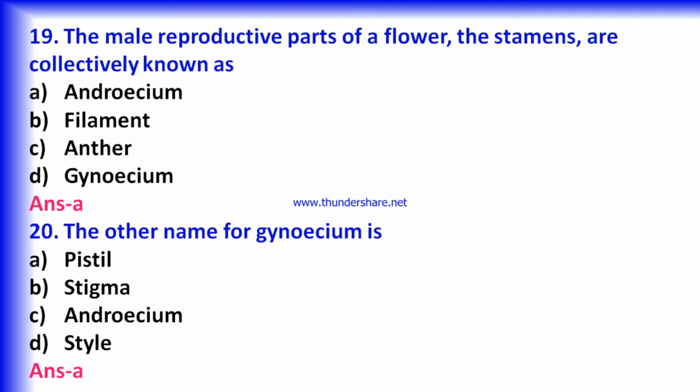Next question. The male reproductive parts of a flower, the stamens, are collectively known as androecium, filament, anther or gynoecium, and the male reproductive part is called androecium. Then what is the female reproductive part? Female reproductive part is called gynoecium. Next, number 20. The other name of gynoecium is pistil, stigma, androecium or style. Gynoecium is otherwise called pistil.